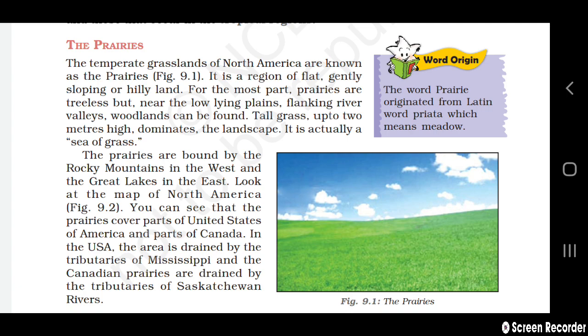Looking at the map of North America, you can see that the prairies cover some parts of the United States of America and some parts of Canada also. In the USA, the area is drained by the tributaries of the Mississippi, and the Canadian prairies are drained by the tributaries of the Saskatchewan River. From the tributaries of this river, the grasslands get their water.